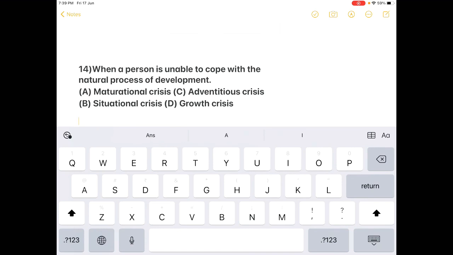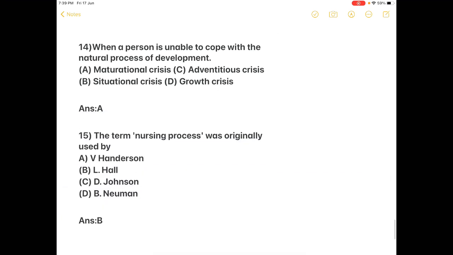Next question. When a person is unable to cope with the natural process of development, that is from one phase of life to another, for example from adolescence to adulthood or early adulthood to adulthood. So the correct answer here is option A, maturational crisis. The options were maturational crisis, adventitious crisis, situational crisis and growth crisis. Correct answer here is A, maturational crisis.